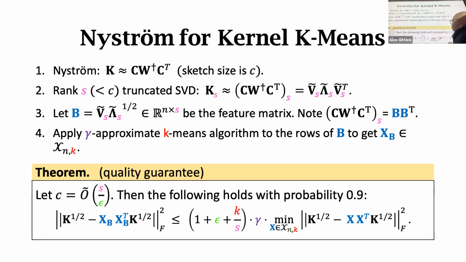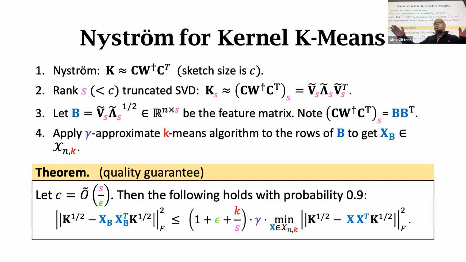Okay, so this is a guarantee on the clustering we get out of this. So remember, this is our objective function that measures how good our clustering is. So what we show is if we cluster using the representation given by B as opposed to the representation given by K itself, then we get a 1 plus epsilon plus some other factor approximation, okay? And so this tells us how small S can be.